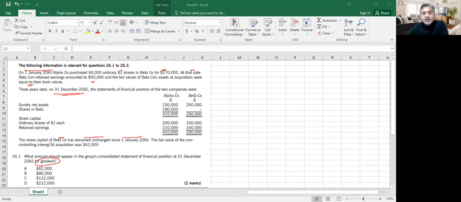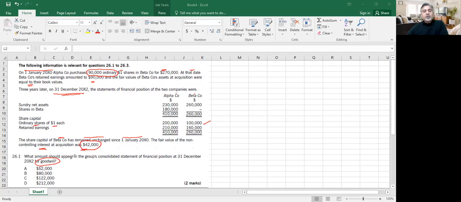The fair value of the non-controlling interest at acquisition was 42,000. If you remember from our first lecture, we discussed NCI, which is the other party, because Alpha Company is purchasing 90,000 ordinary shares. The total number of ordinary shares of $1 in Beta Company is 100,000. So you are actually buying 90,000, which means 90%. So 10% is someone else, and that 10% is called non-controlling interest. And that 10% value is $42,000.